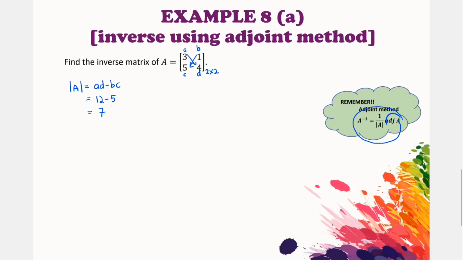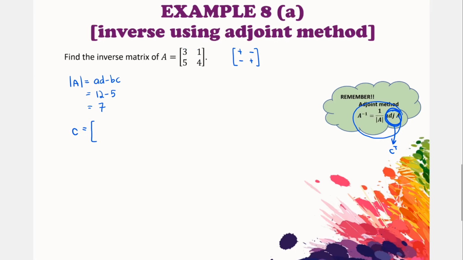The next thing we need to do is to find the adjoint matrix. Remember that the adjoint matrix is equal to the cofactor transpose. That means we are going to find the cofactor of this 2 by 2 matrix. For the cofactor, remember the sign is plus, negative, negative, and positive. For C11, we delete the first row and the first column, and we get the value of 4. Next for C12, delete the first row, second column, and we get the value of 5. But since the sign is negative, it will be negative 5.